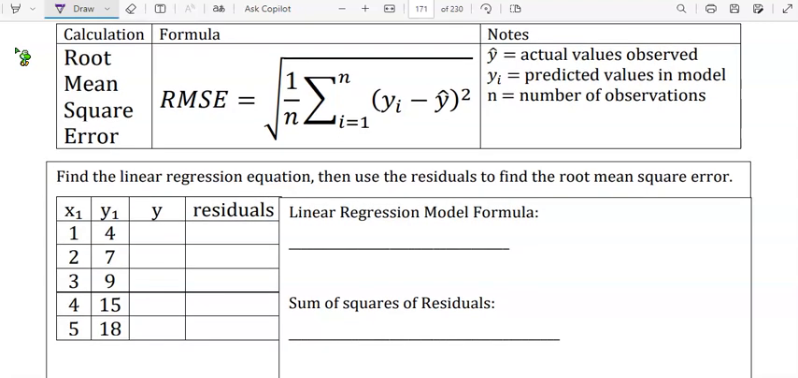The formula is RMSE equals the square root of 1 over n times the summation from i equals 1 to n of (yi minus y hat) squared, where y hat is the actual values observed, yi is the predicted values in the model, and n is the number of observations, the number of terms here, data points.